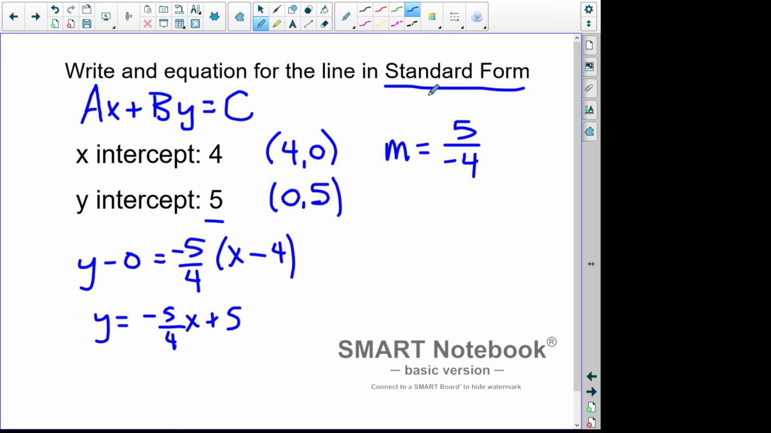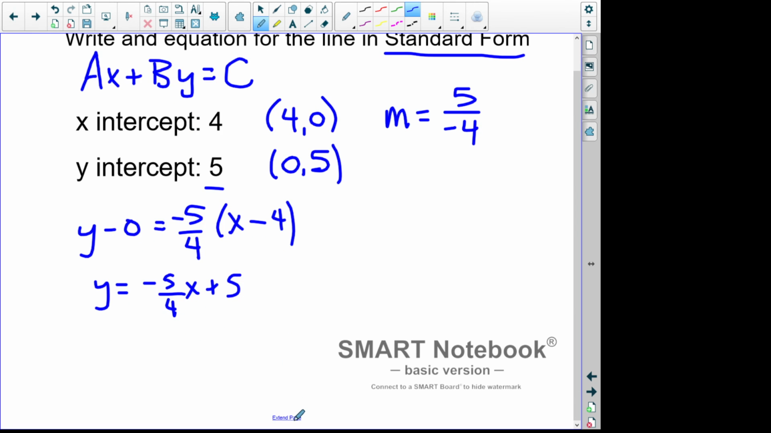Now, they're not asking for slope-intercept form or point-slope form. They're asking for standard form. So what I want to do is get this x term over to the other side. I've got a fraction here with my x term, so I want to get rid of that fraction. And I want to make sure that when I'm done, my leading coefficient, my a value, is a positive number. So first thing I'm going to do is get rid of this fraction.